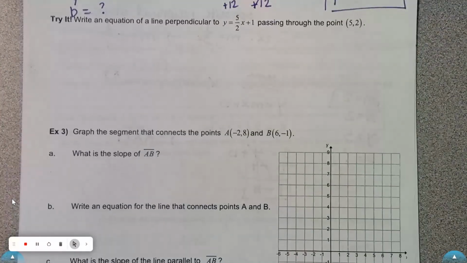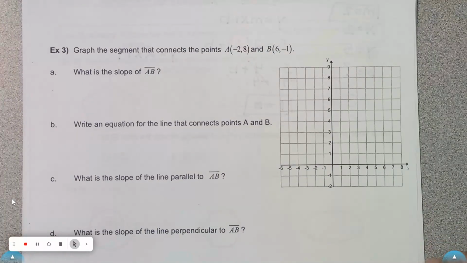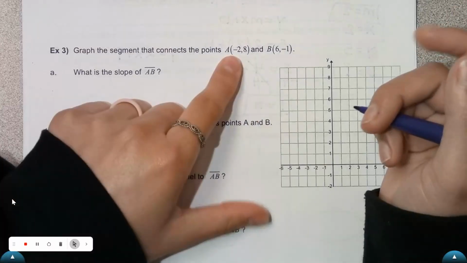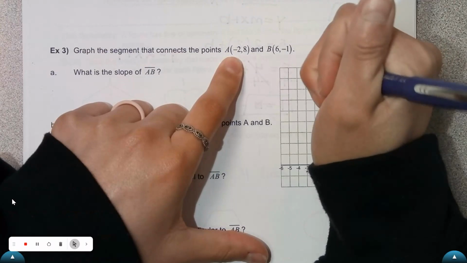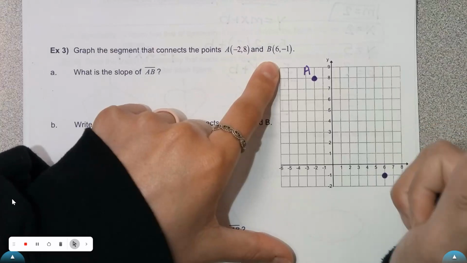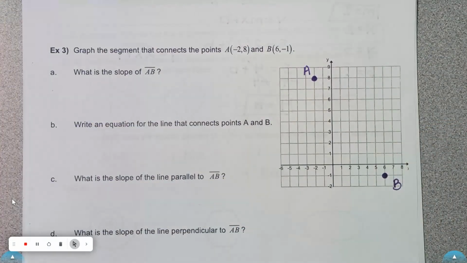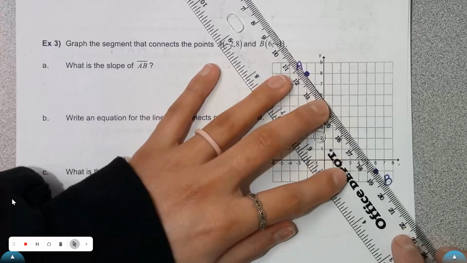Okay, perfect. Now we're going to move on to the problem at the bottom. It says graph the segment that connects the points A and B. Okay, so let me graph them first. All right, A is negative 2, 8. This is A. And B is 6, negative 1. Okay, this is B. A segment has 2 dots at its endpoints and the line that connects them.